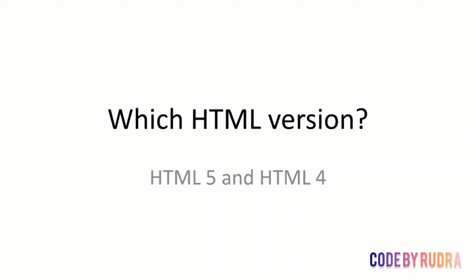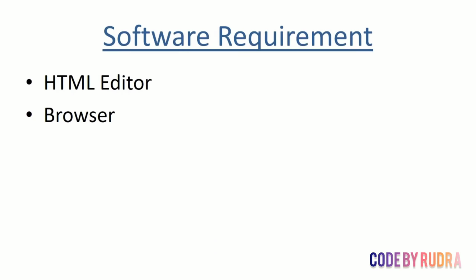Before this we have to know how we will work in it and what the software requirements are. Let's see. For software requirements we have two pieces of software: first an HTML editor and second a browser. The HTML editor is where we will code our HTML, and the browser, as you might have heard, is what we use when we open a website, and our output will appear in it.